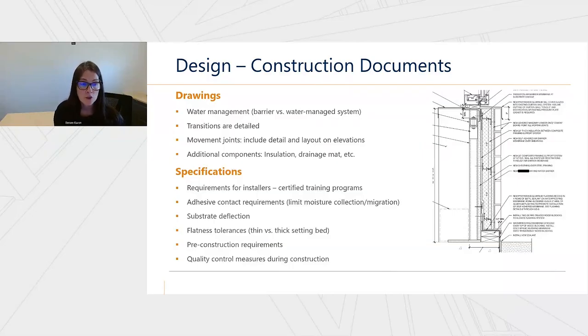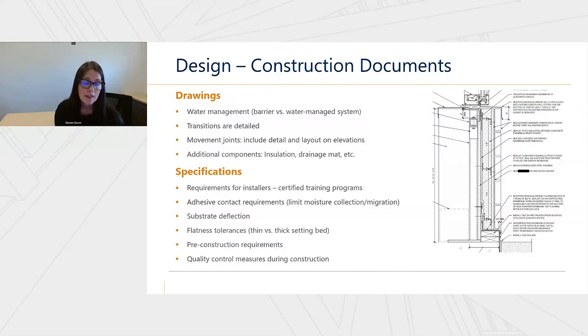Movement joints. We had a case study that highlighted what can go wrong with movement joints. So it's going to be important in our drawings to not only provide a detail so the contractor knows exactly how to install that movement joint, but then also lay it out on the elevation so it's very clear where they're intended to be located.